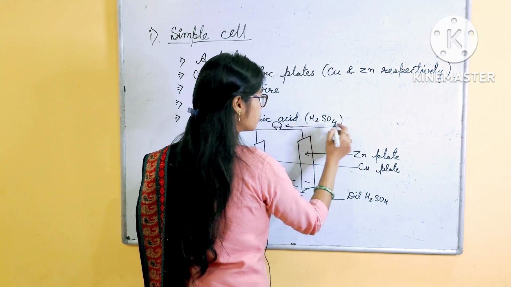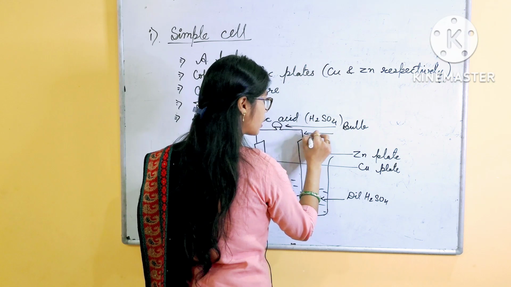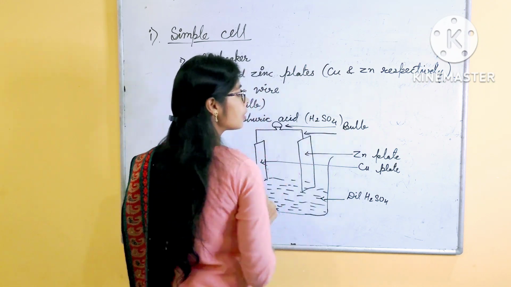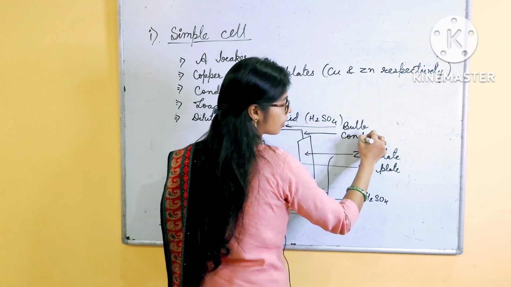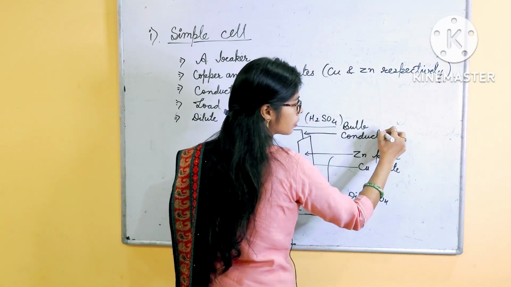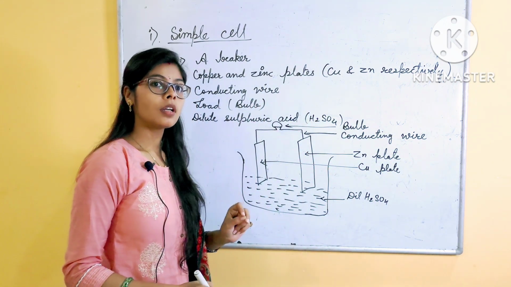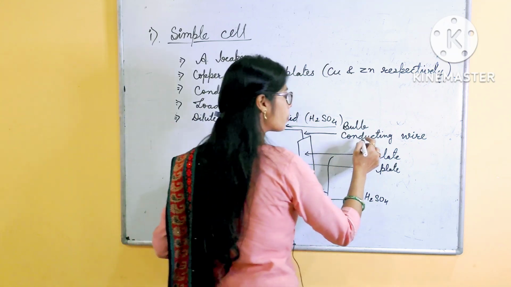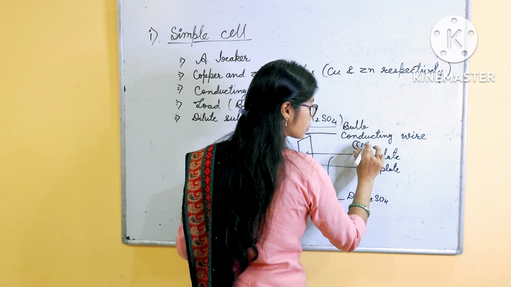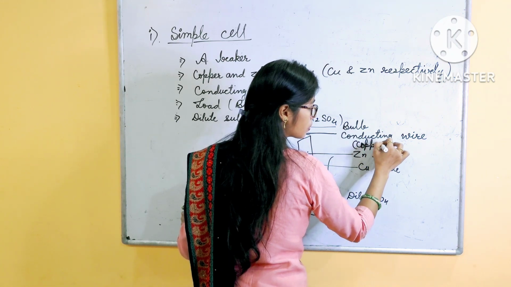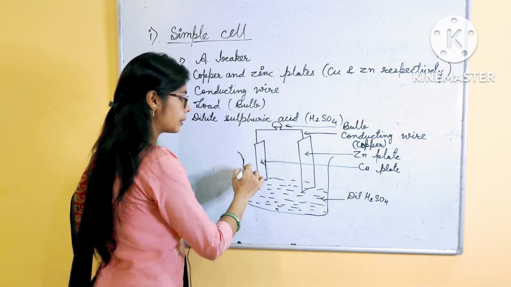This will be our load, that is bulb, and this is the conducting wire which will conduct the electrons. Conducting wire is made up of a metal which can conduct electricity. So most probably it could be of copper. ये सारे components मिला के हमको एक setup बनाना होता है.